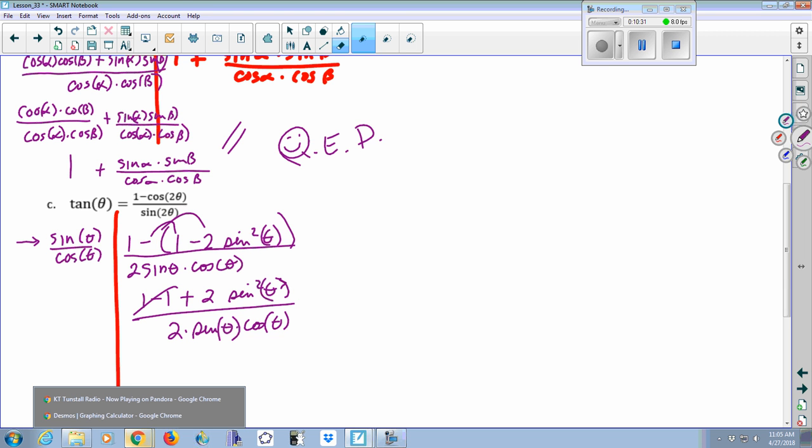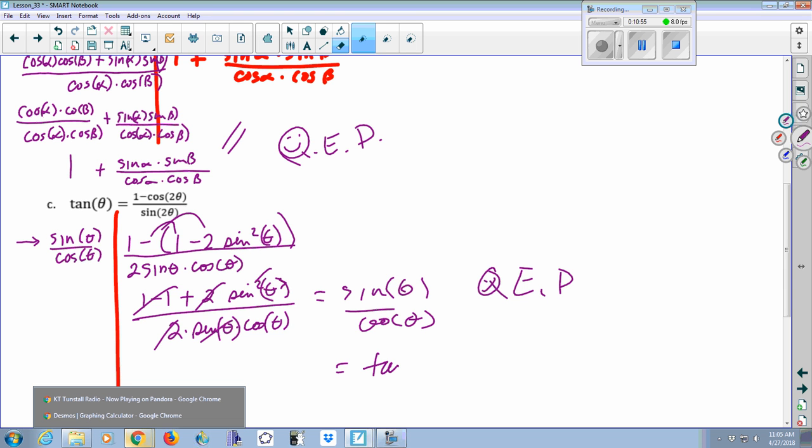One take away one is zero. 2 over 2 is 1. Sine squared theta over sine theta cosine theta gives sine theta over cosine theta. And thus you are done. That's it. That equals tangent theta. You should always go back to your original.